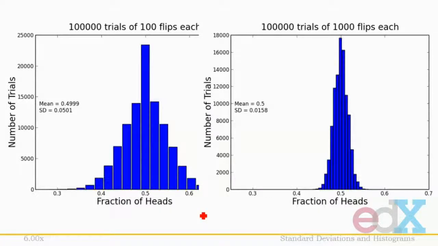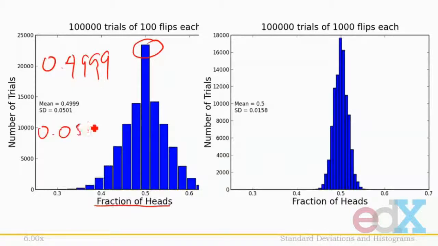It produces these two plots. As we saw, along the x-axis, it tells us the fraction of heads, and the y-axis, the number of trials for which that was the fraction. Not surprisingly, it peaks at 0.5, half the time we got a head. And indeed, that's the mean. Actually, this might be a little small, so let me write it larger. The mean was 0.4999, and the standard deviation was 0.0501.